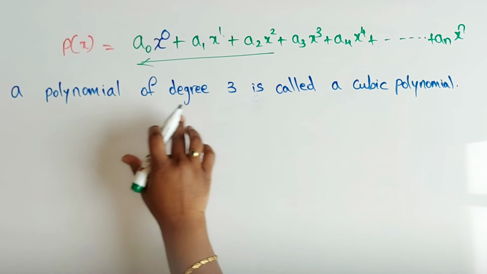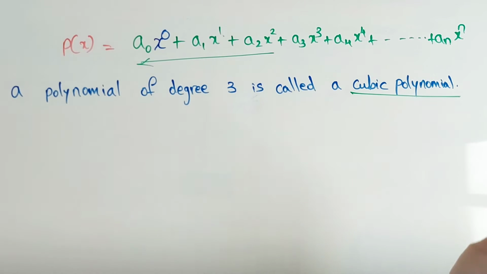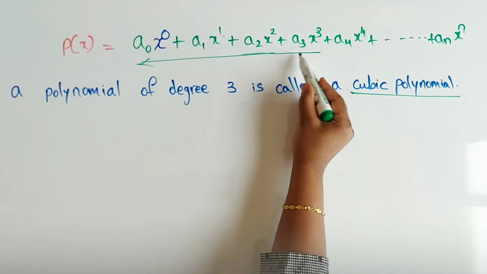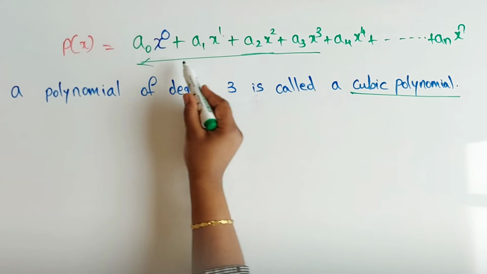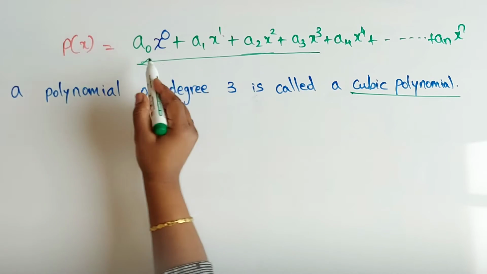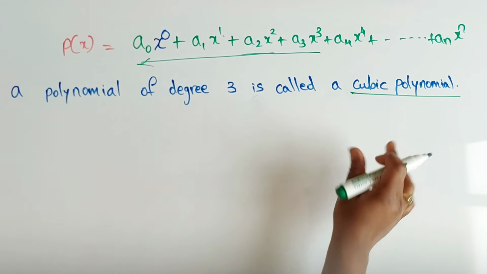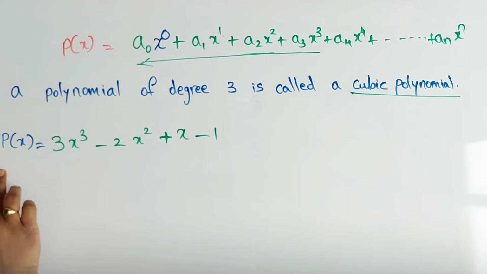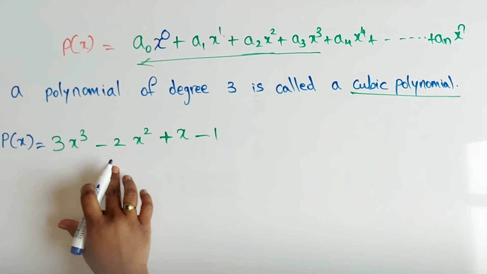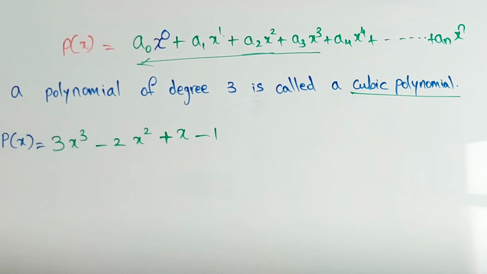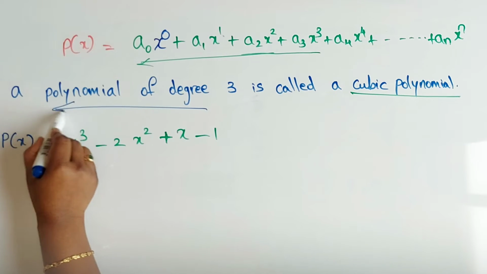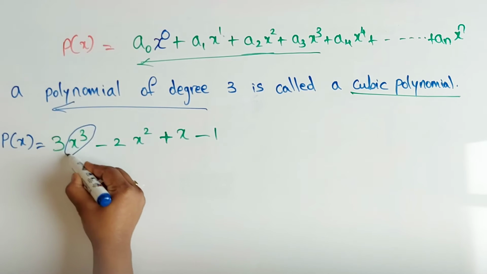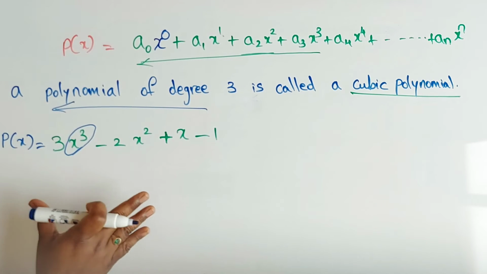A polynomial of degree 3 is called a cubic polynomial, children. So from here we have to consider, correct? a3x cube plus a2x square plus a1 x power 1 plus a0 x power 0 is the cubic polynomial. Here p of x equal to 3x cube minus 2x square plus x minus 1, children. What is the degree of the polynomial here? For the degree of a polynomial, consider only the highest power, right?